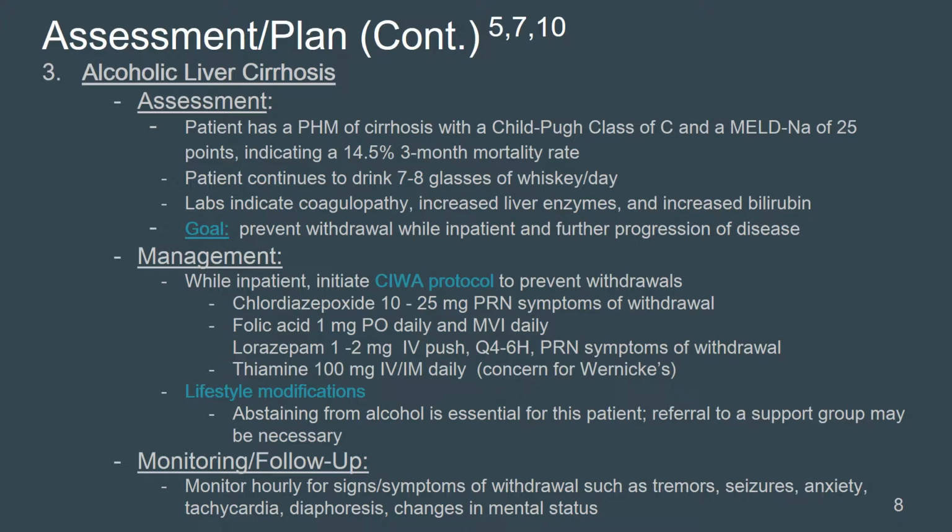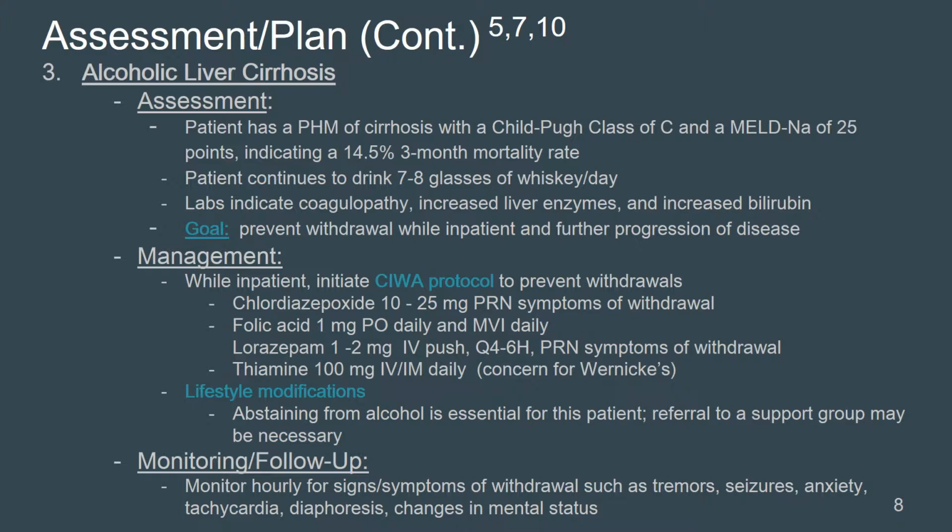He has a past medical history of cirrhosis, a Child-Pugh class of C, and a MELD-Na of 25 points, indicating a 14.5% 3-month mortality rate, and he continues to drink 7 to 8 glasses of whiskey per day. His labs indicate coagulopathy, increased liver enzymes, and increased bilirubin, which are all extremely common in patients with cirrhosis.